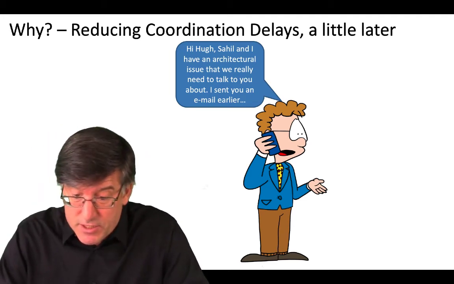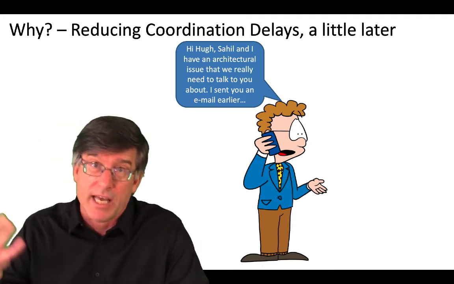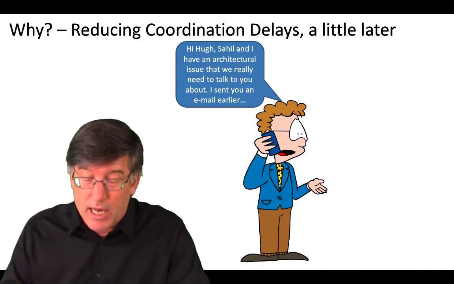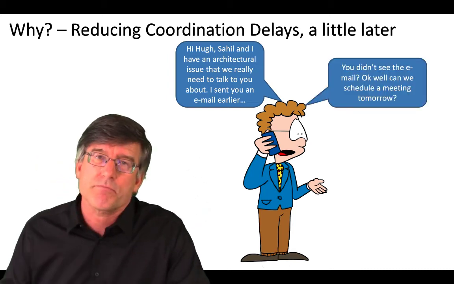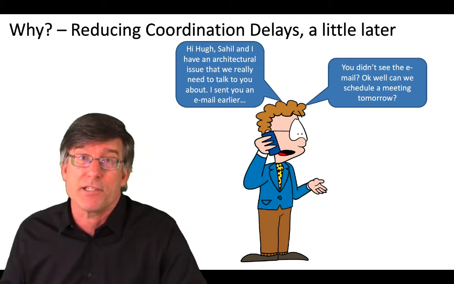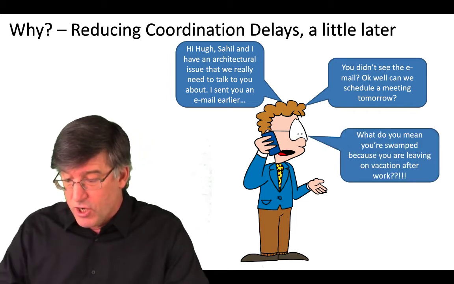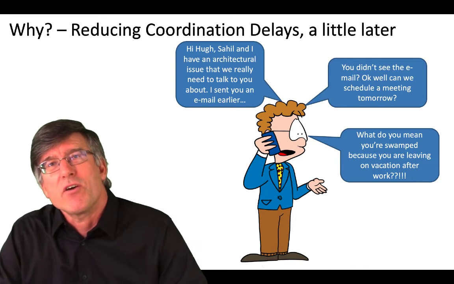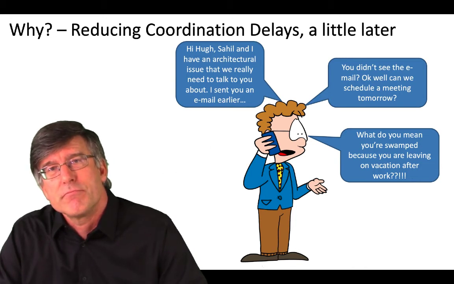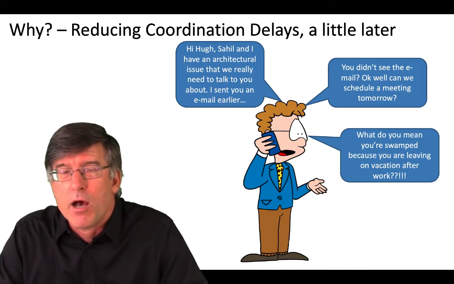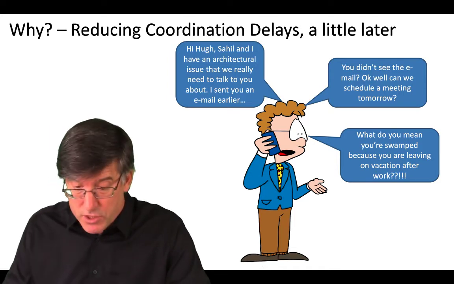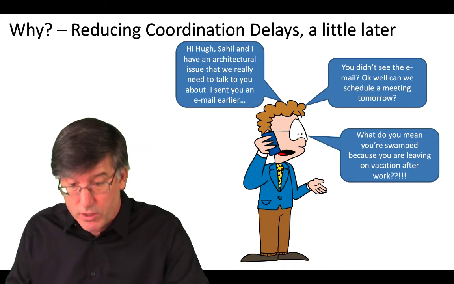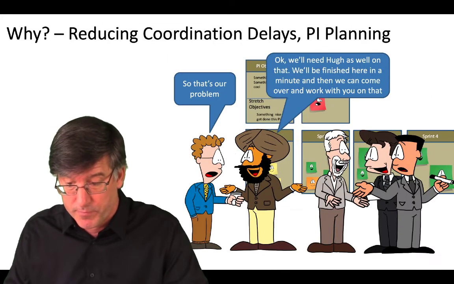And he's calling up Hugh and says, hey, Sahil and I were talking. I need your help. And Hugh is saying, well, I didn't see your email. And then on top of that, he's saying, by the way, I'm leaving on vacation. And now Dragan is stuck. So he's got a serious impediment that he has to deal with, a coordination delay.